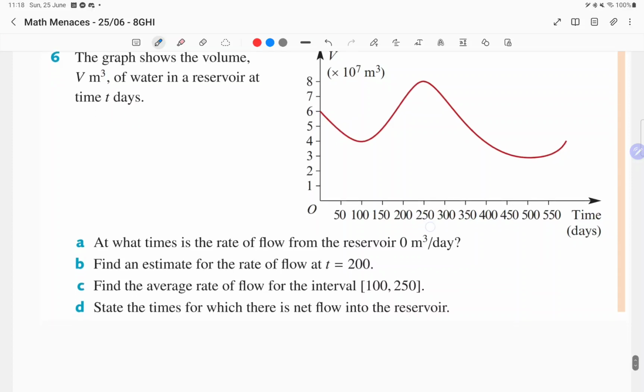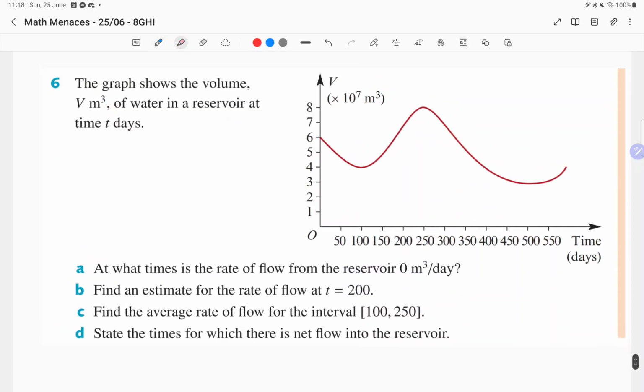Okay, 7 has some new stuff. That's fine. But yeah, I'll just talk through the ideas. I will not give you the answer. Rate is 0. What does it mean? When the gradient is 0. Yes, when the gradient is 0, right?